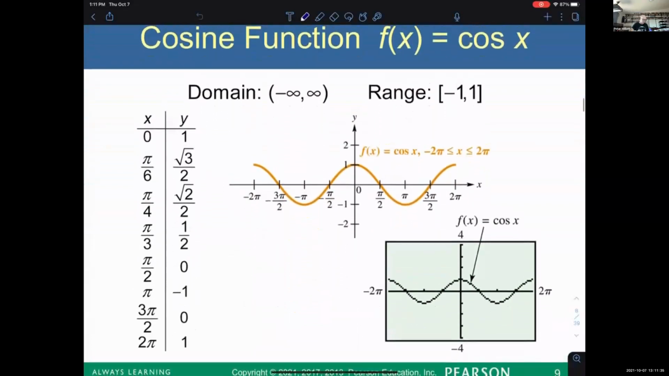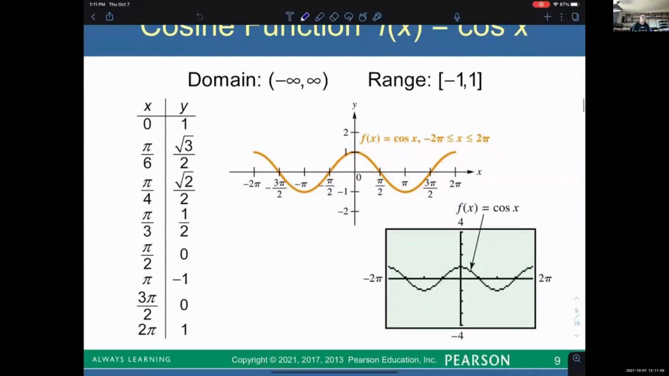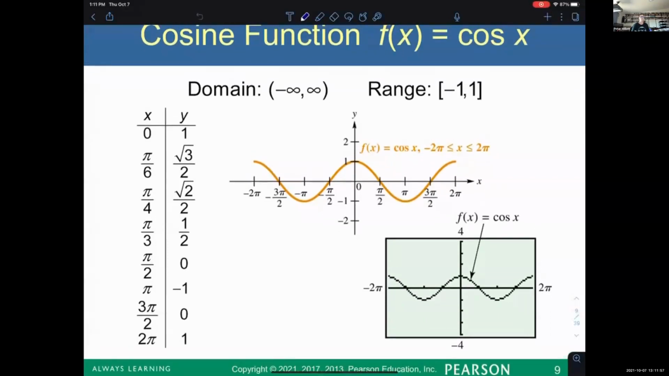So now, let's look at the domain and range a little bit. You may recall from algebra that when you have a function, you talk about the domain, which is all the possible numbers you can plug into the function. For our sine function, and now they're looking at cosine, for sine and for cosine, the domain is all real numbers from negative infinity to positive infinity.